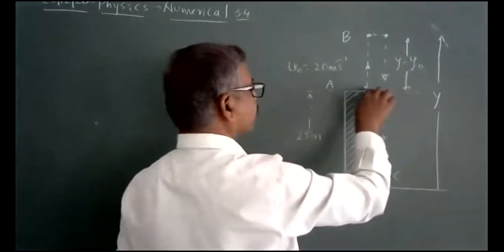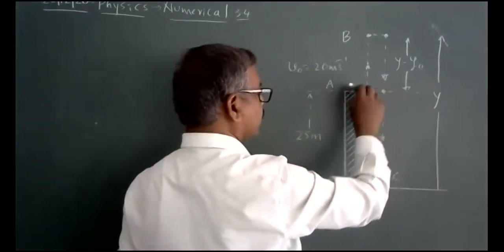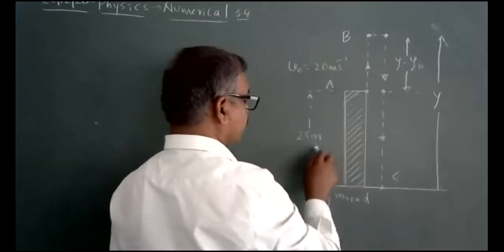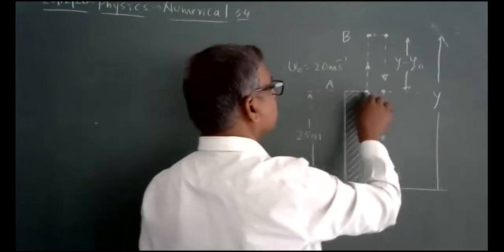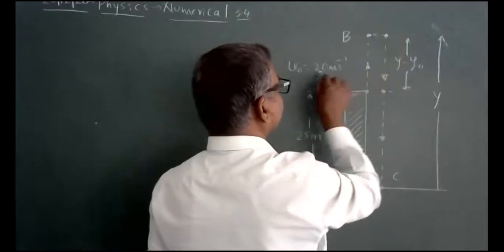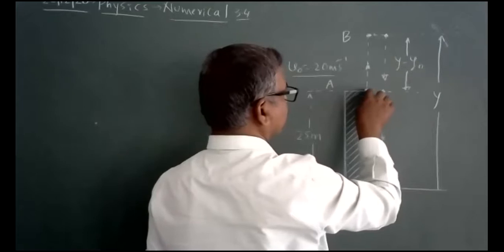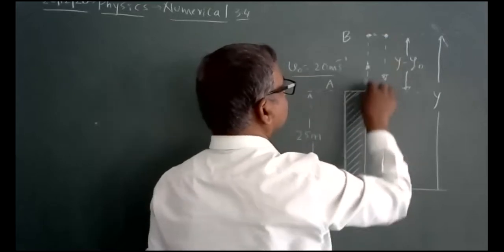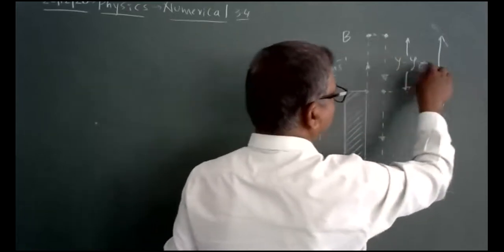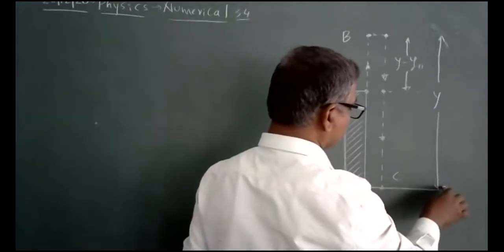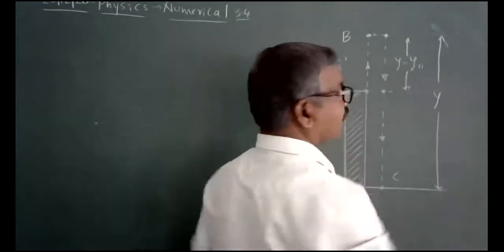The ball, you stand at the height of the building. The height of the building from the ground is 25 meters. From here, you throw a ball upward, and with the initial velocity, it reaches a height B. This is point A, at the top of the building. What is the height AB? I need to calculate y minus y0. With respect to the earth, that is the ground, y is the total height.